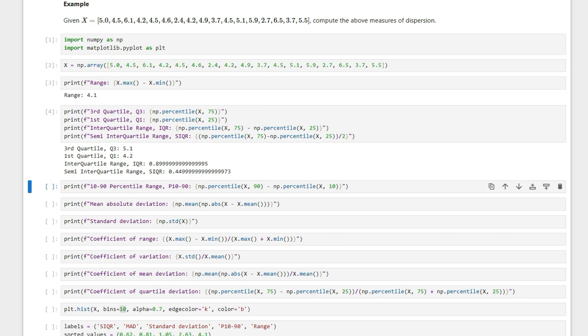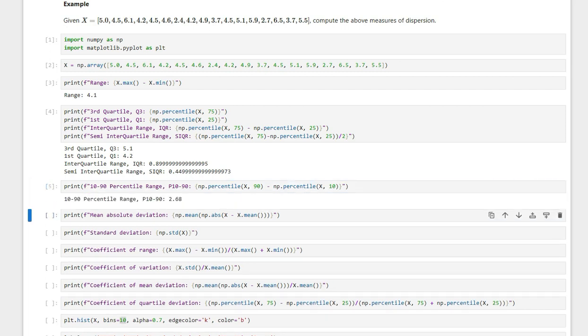Next, we'll compute the 10-90 percentile range, which is P10-90. That's the difference between the 90th percentile and the 10th percentile here. And the value here is 2.68.